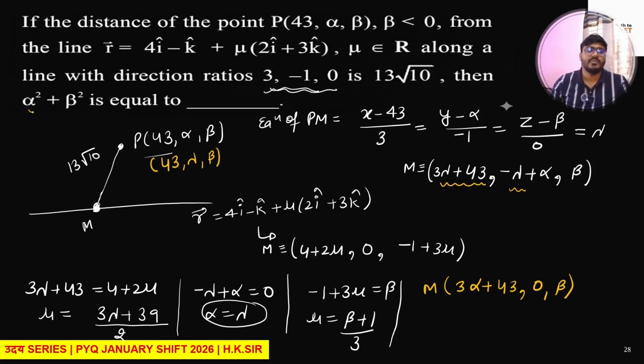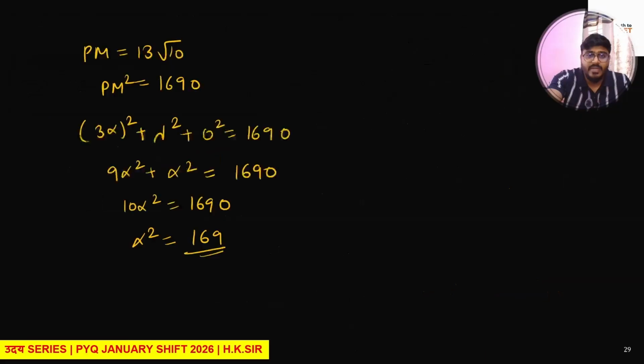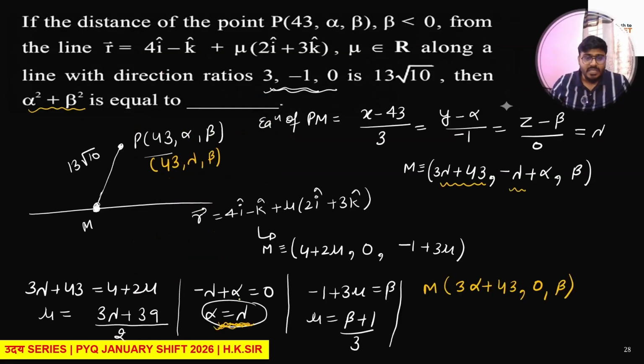They are asking alpha square plus beta square. If alpha is this one, can you find beta? Yes. What is beta? Beta is this one here. Beta is less than 0, they are saying, which means beta is negative. So how to find beta? Look, alpha square is this, so alpha equal to plus minus 13. So if alpha equal to plus minus 13, you can write lambda here as plus minus 13.